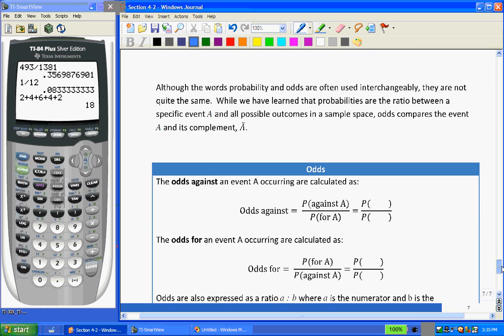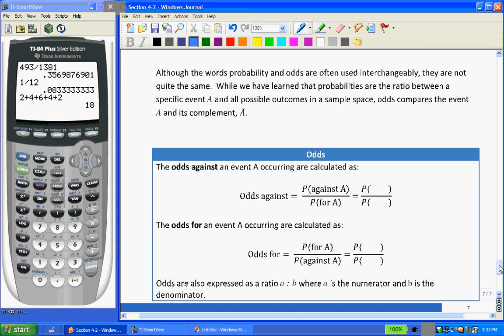Okay, last thing. Oftentimes we hear the words probability and odds used interchangeably. What's the odds of that? What's the probability of that? And truly they're not the same. While we've learned that probabilities are the ratio between a specific event A and all possible outcomes in a sample space, odds compares the event A and its complement, not A. So even though in regular everyday language we think of them the same, they're not quite the same.